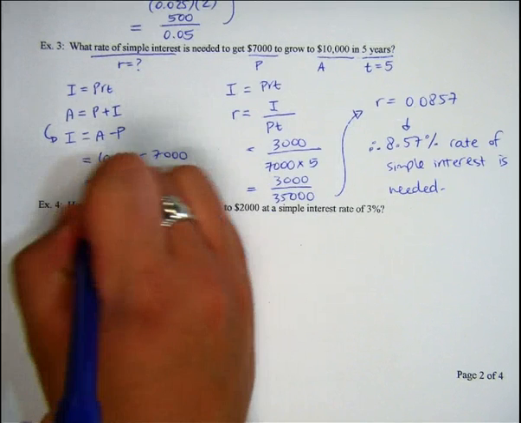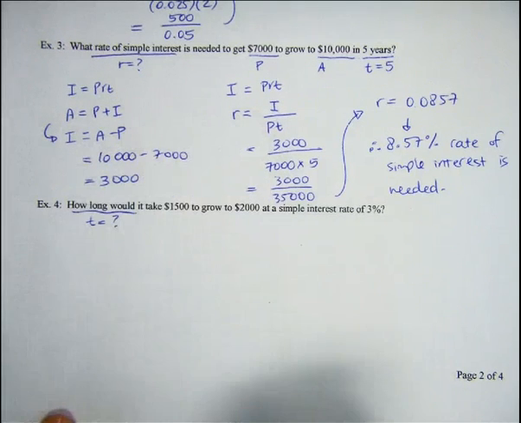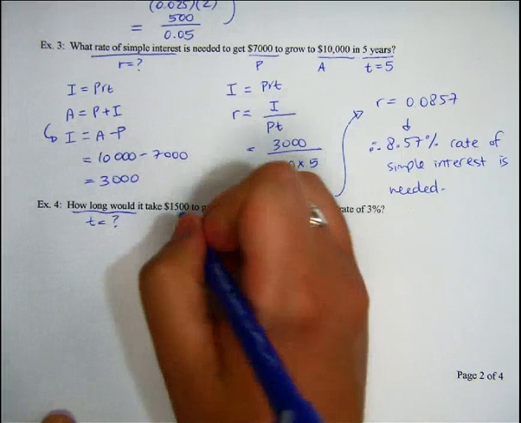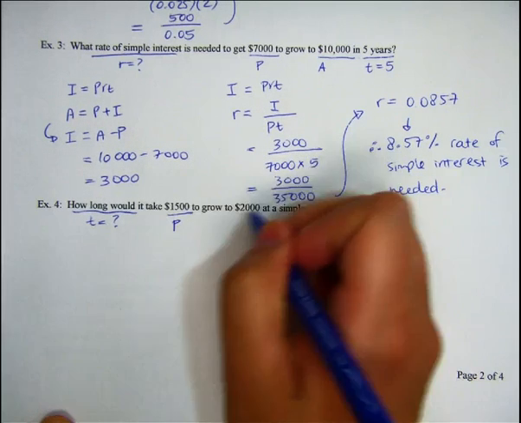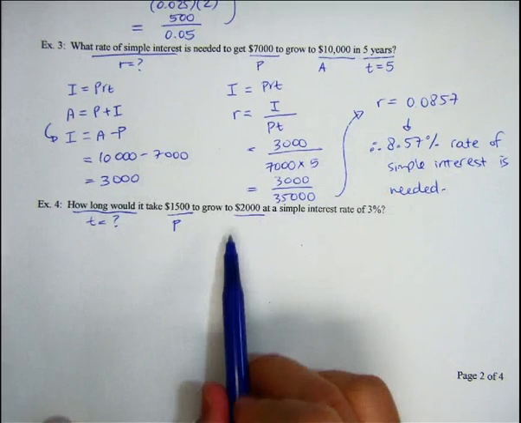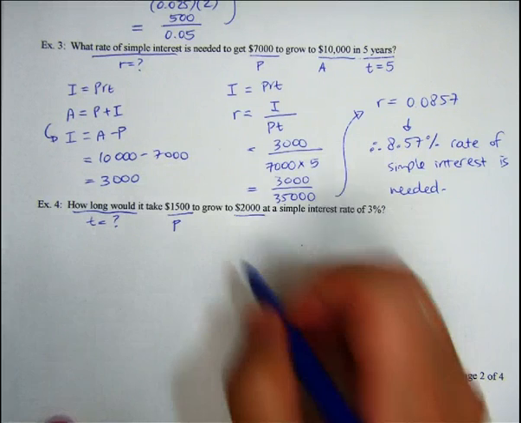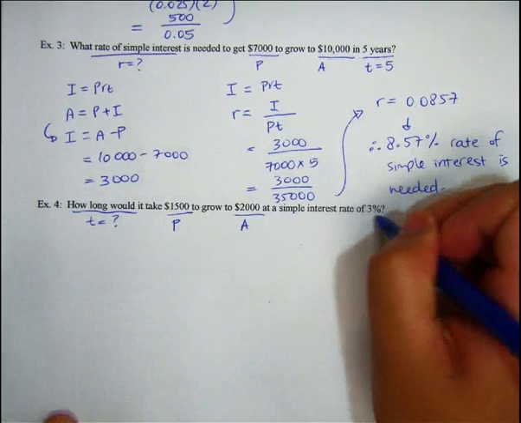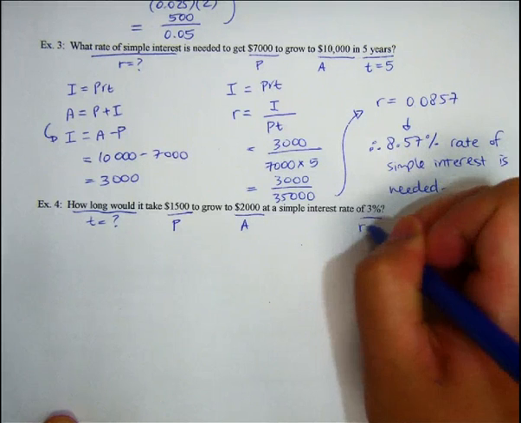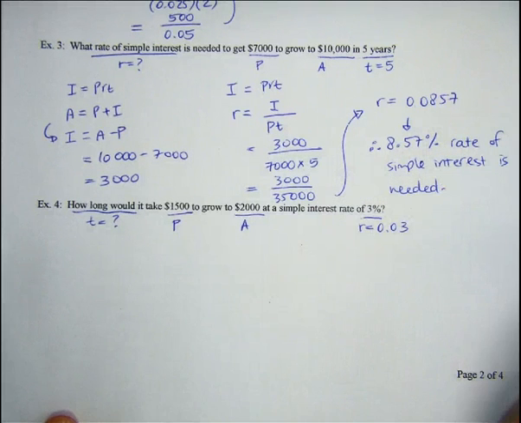How long would it take, so looking for time, for $1,500, so that's our P value, to grow to 2,000. Again, we're not saying that $2,000 is the interest earned. We're saying 2,000 is the final amount. So that's A, at a simple interest rate of 3%. So R is equal to 0.03.